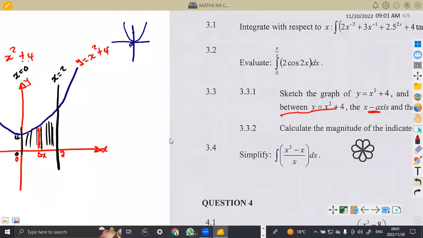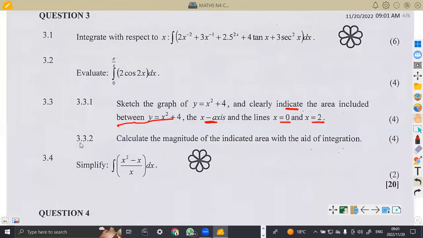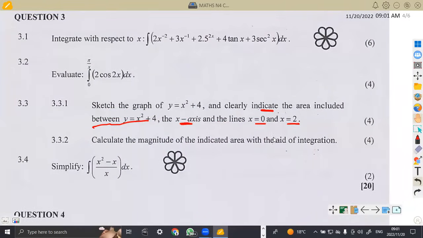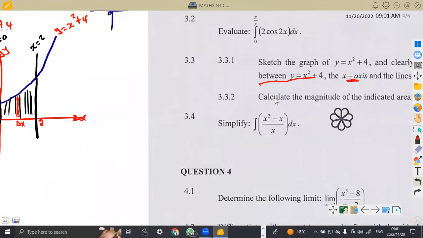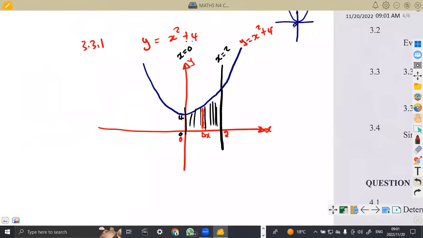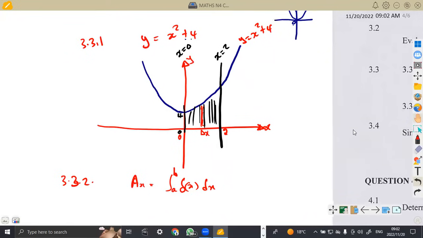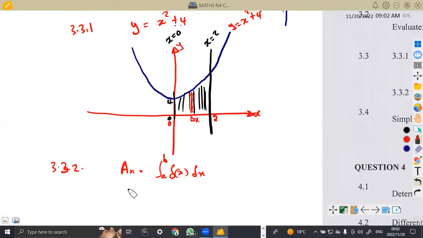Then from there, we are now told to calculate the magnitude of the indicated area with the aid of integration. We know that we can obtain area from our integral calculus. How so? We know that area with respect to x is the integral of f of x, whatever you have, with respect to x, with the limits a and b. So that means we're going to just integrate this expression that you are given.